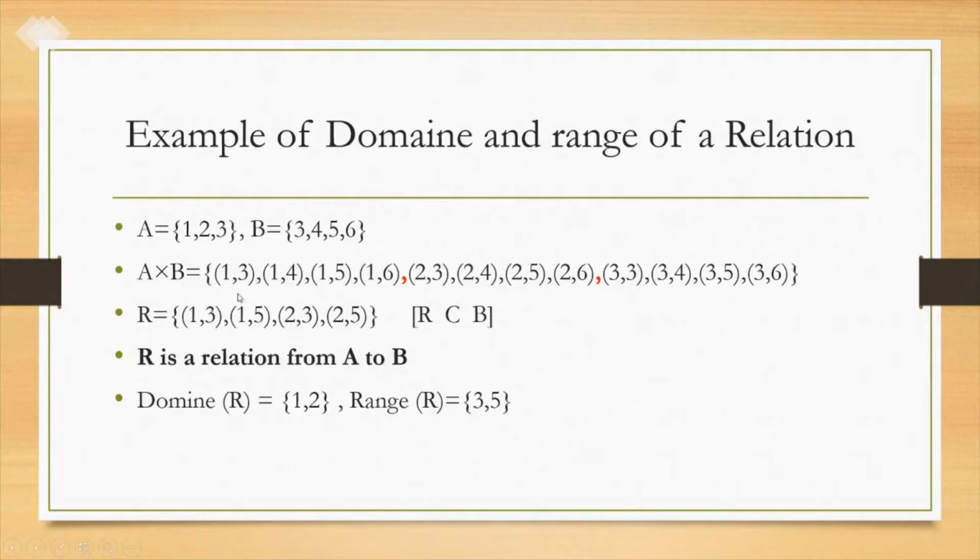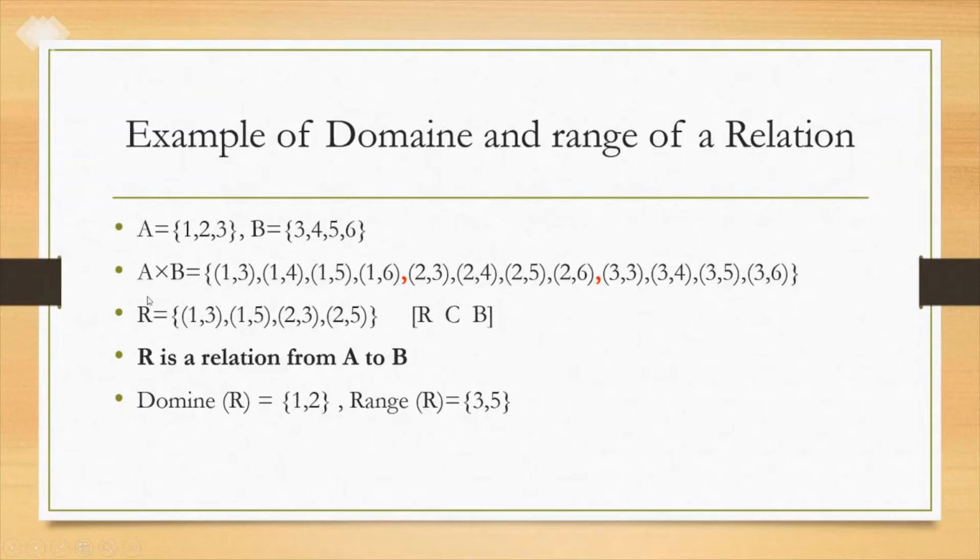Then we can form many relations from A to B, or we can choose many subsets of A cross B. So consider this particular relation R: (1,3), (1,5), (2,3), (2,5). It's a relation from A to B. Now what is the domain of R? We collect first coordinates from R. They are 1, 1, 2, 2, but domain of R is a set, so elements are not repeated. So the set is {1, 2}.